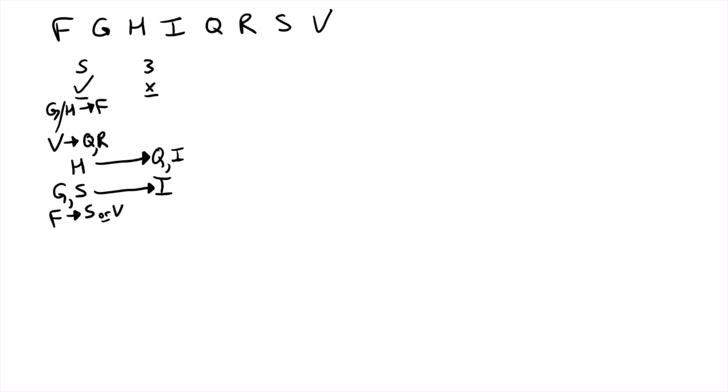So if F is in, then S or V have to be in, and the other one has to be out, which is another way of saying that S and V are split up, right? One of them is going to be in, one of them is going to be out. That's the rule that's triggered by F being in.